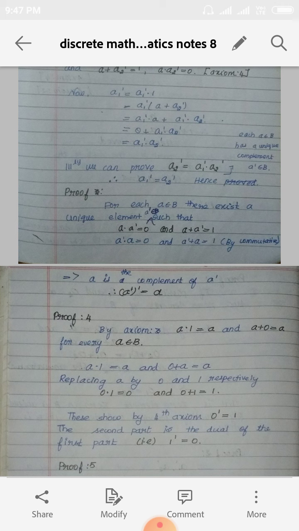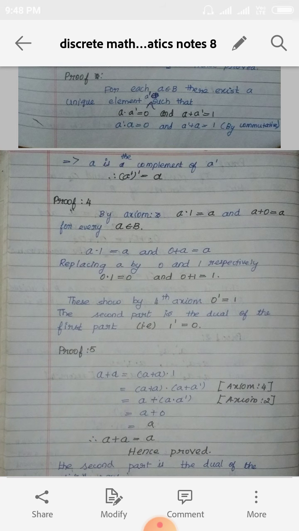That is called commutative. And see the next one. This implies a is the complement of a dash. That is, a dash the whole dash is equal to a, that is, the complement of the complement is nothing but a.